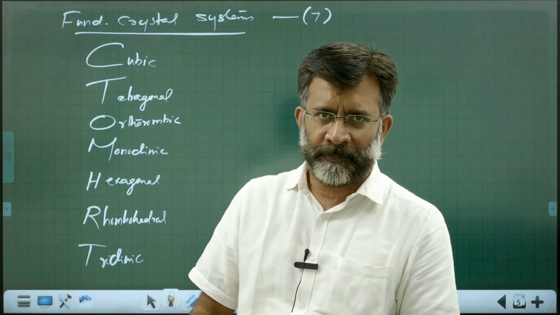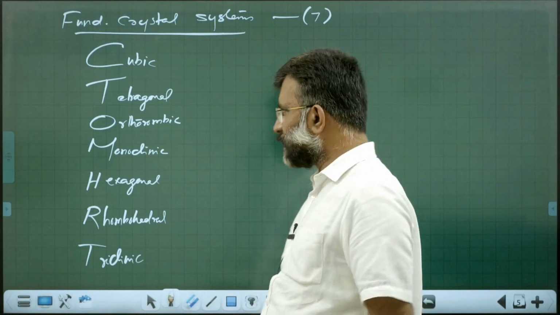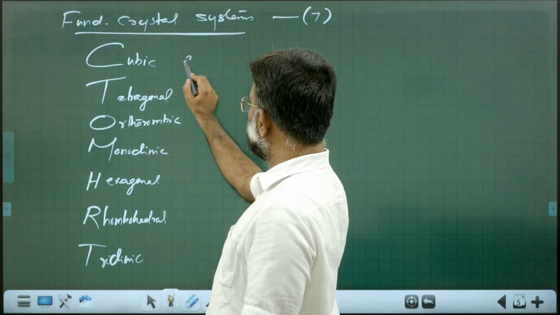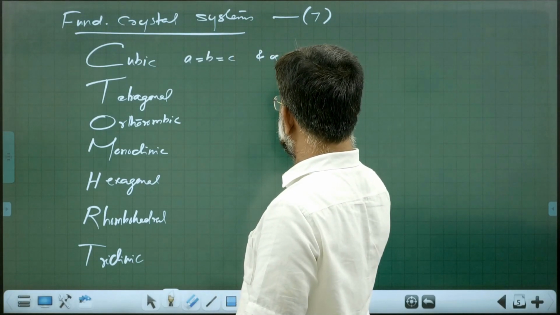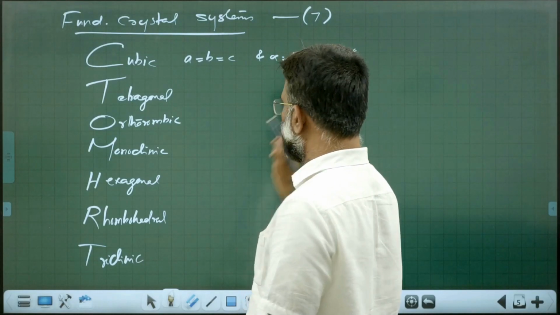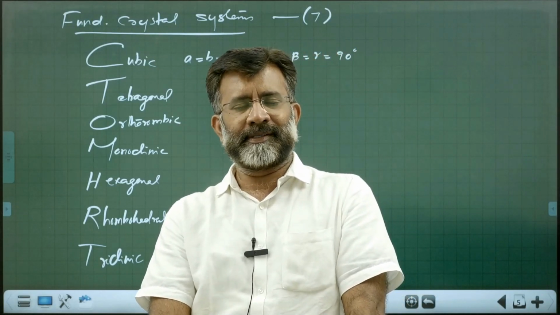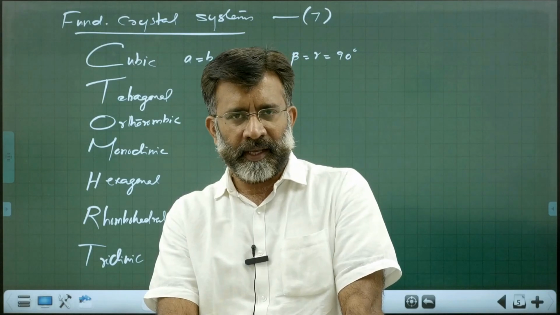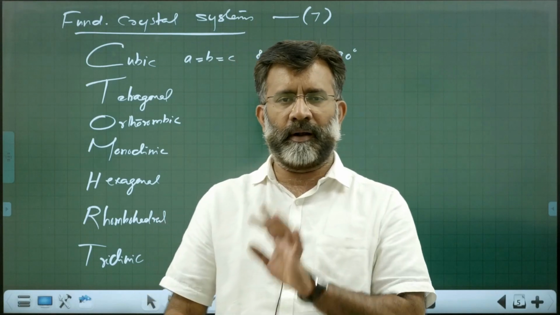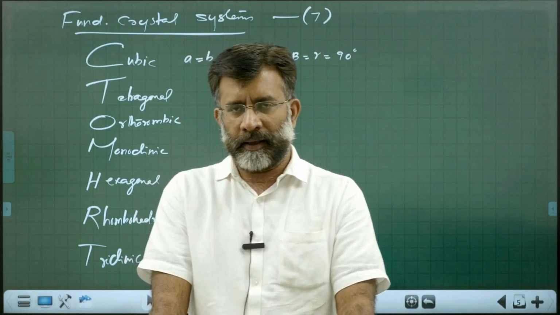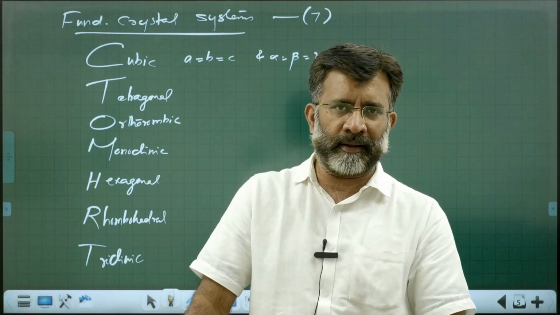All of you know that, right? They are characterized by the ABC parameters and angle parameters. For example, for cubic system, it is A equal to B equal to C and alpha equal to beta equal to gamma equal to 90 degree. The most symmetric system is cubic system. ABC length, breadth, height are equal. Alpha, beta, gamma are equal and equal to 90 degree. All lengths are equal, all angles are equal and it is 90 degree. That is the most symmetric cubic system.